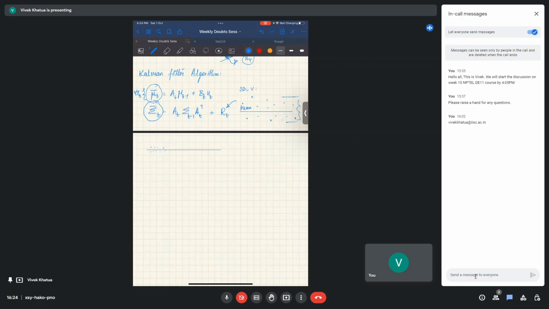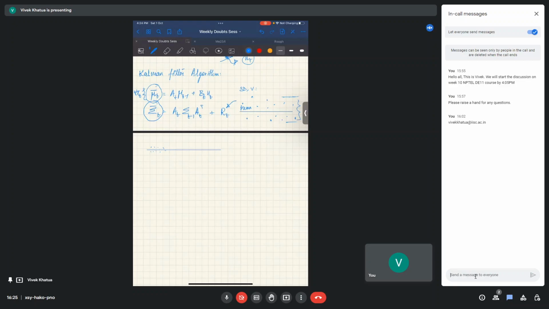Now here we introduce the Kalman gain, that is given by sigma t estimated times CT transpose. CT is the measurement model. CT times sigma t, again the estimation, CT transpose plus QT, inverse of this entire matrix. So this is the Kalman gain.